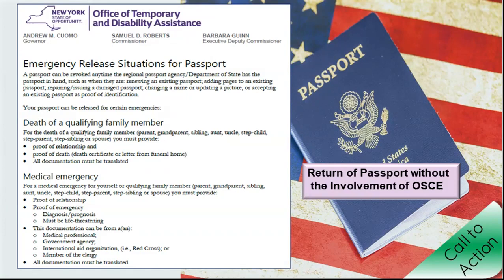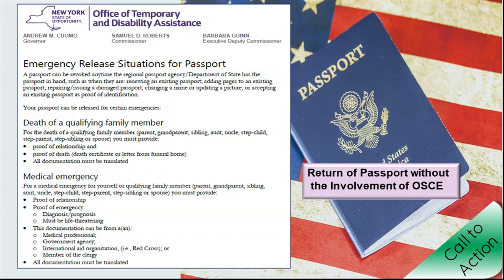Next is medical emergencies. And they classify medical emergencies such as for yourself or a family member. Again, the approved family members are stepchildren, grandchildren, siblings. You must provide documentation and you must provide reasons for the medical emergency so that you can obtain a passport. Again, the documents must be translated into English.